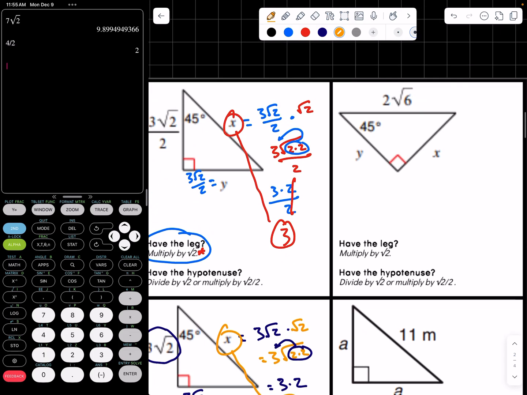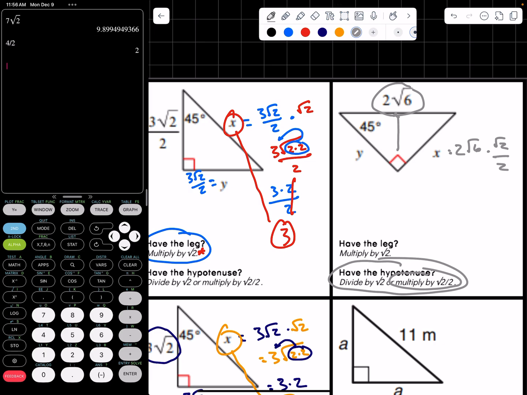Over here, I've got my hypotenuse because it's across from 90. Okay. Because I have my hypotenuse, I've got some options here. Typically, in this scenario, I wouldn't mind dividing by root 2, but looking at it right now, it might not be the easiest thing to do. So I'm going to go on ahead and multiply by root 2 over 2 in this scenario. So 2 root 6 times root 2 over 2.